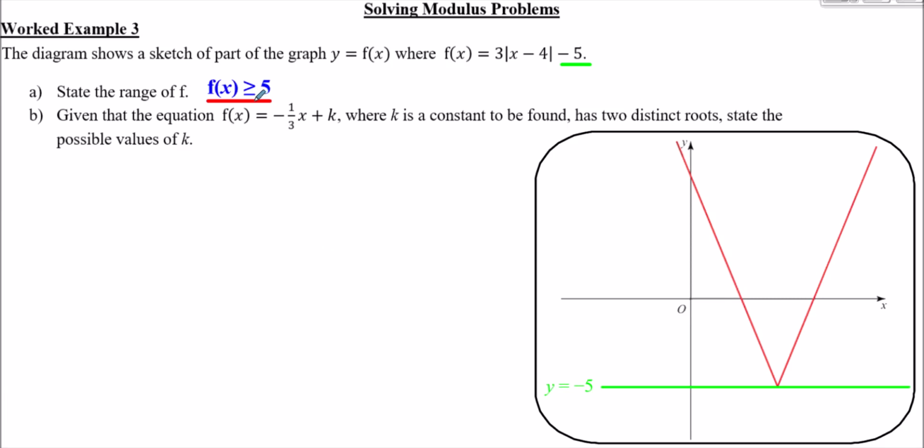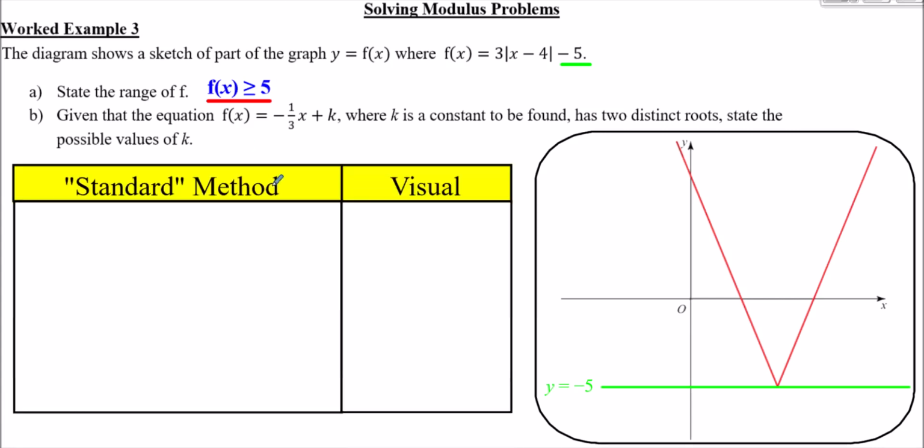Part B is where it gets a bit more confusing. So I'm going to show you two different ways to do this. The first way is a standard way, the second is visual, which I'm sure you'll agree will be much simpler. So first of all, solving B in the standard method. So I'm wanting it where f of x equals minus a third x plus k. So let's just write this down.